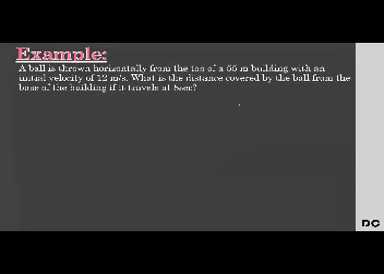Okay, so a ball is thrown horizontally from the top of a 55-meter building with an initial velocity of 12 meters per second. What is the distance covered by the ball from the base of the building if it travels 8 seconds?